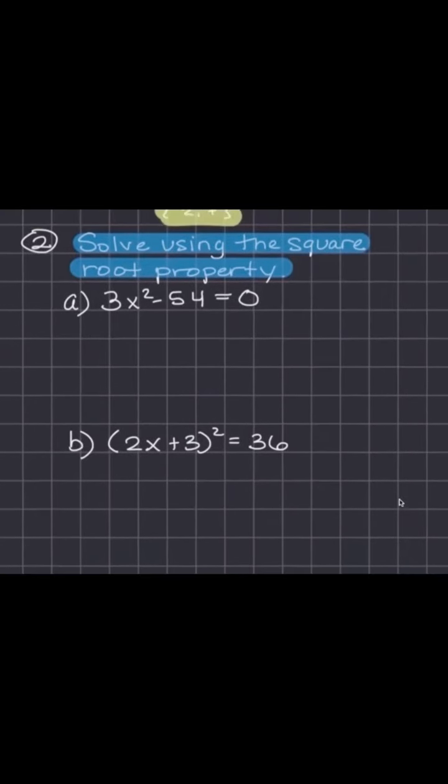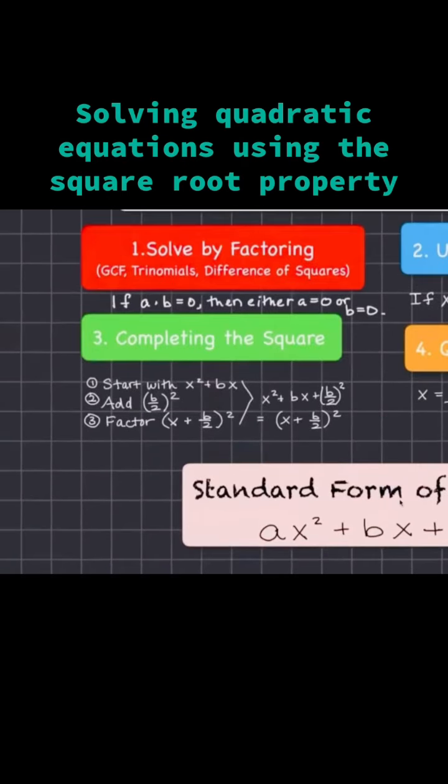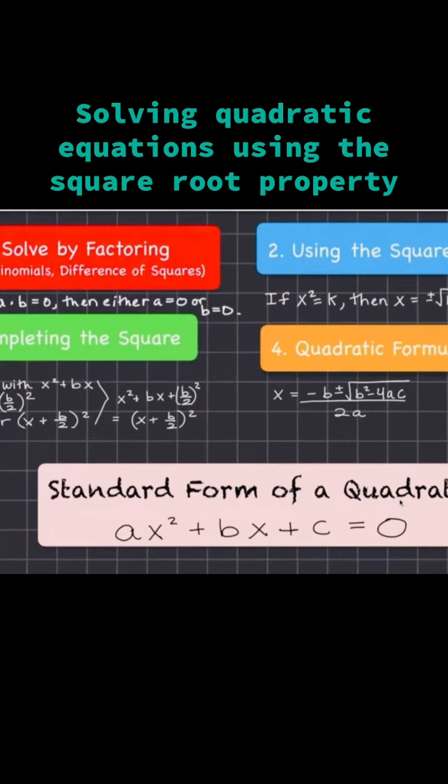We've got two different problems for using the square root property. And so you want to get it in the form where you have something squared equals a number. So if we go back, look at the square root property, something squared equals a number. That's the format that you're trying to start with. So not standard form on this one. Something squared equals some number.